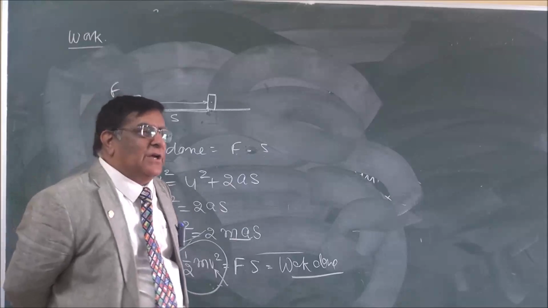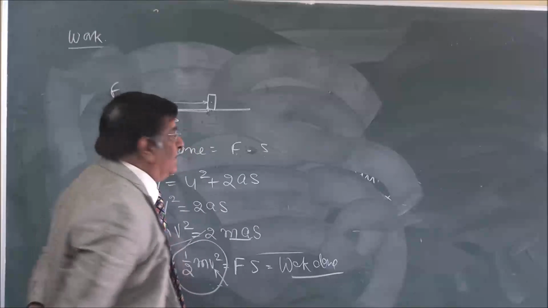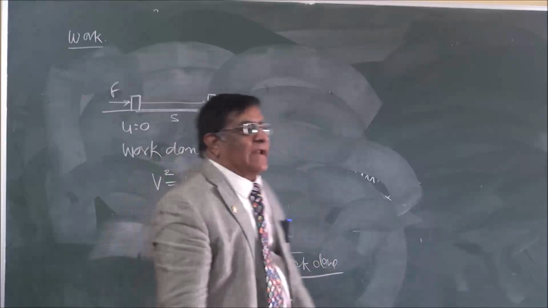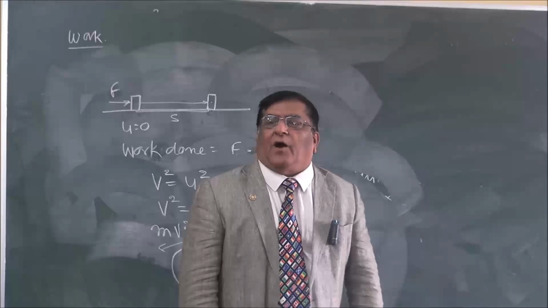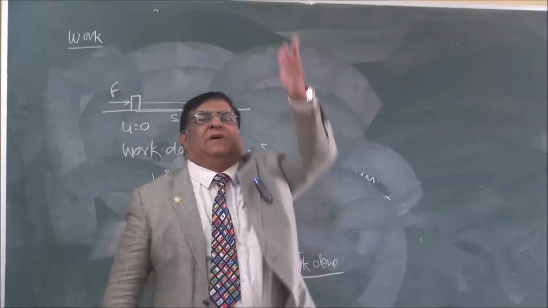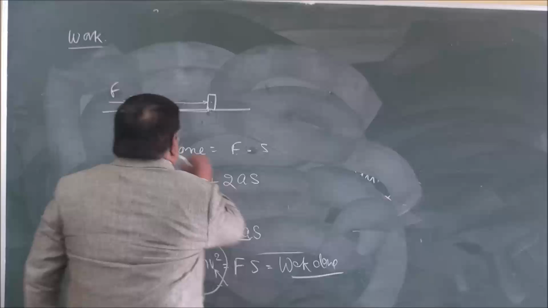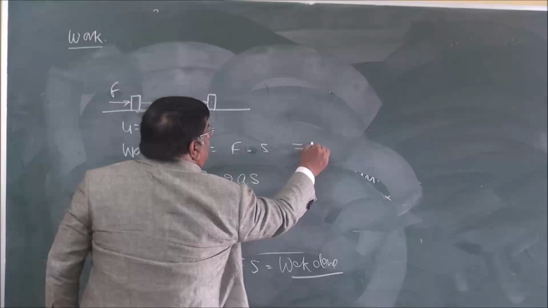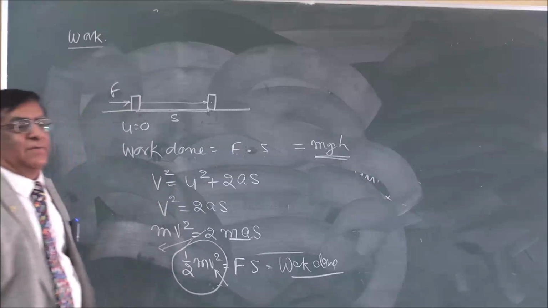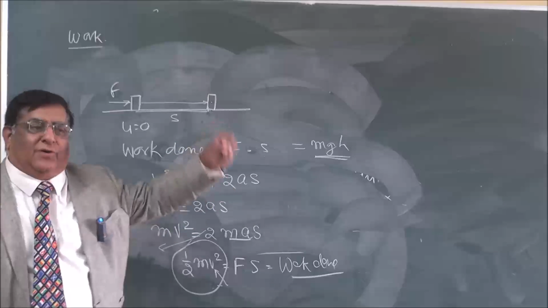Now potential energy, again F into S. If I am lifting something against gravity g, then how much is the F? Mass into acceleration, mg. I take it to the height h. How much work is done? mgh. So work done is equal to mgh. This is the change in energy of that body, because that is the work done on it.